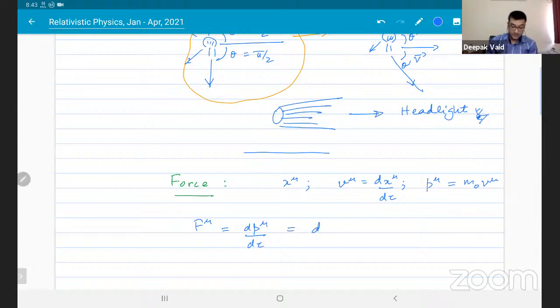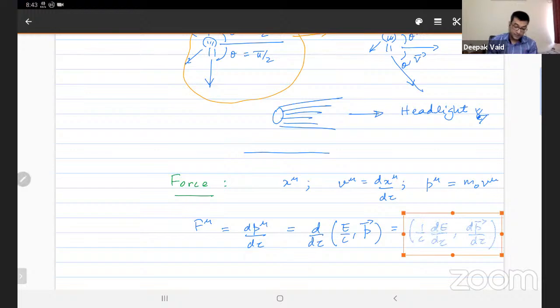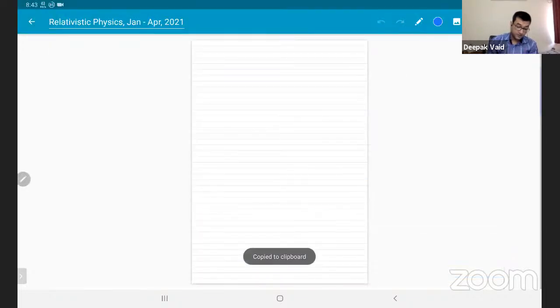So what is this? This is d by d tau of the momentum 4 vector, which is E by c, comma p. So this becomes 1 by c dE by d tau, comma dp by d tau. So let me take this quantity.